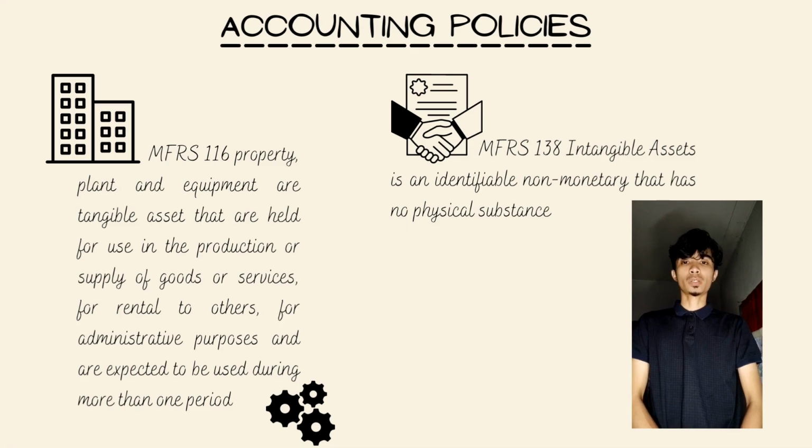First accounting policy is MFRS 116, Property, Plant and Equipment.